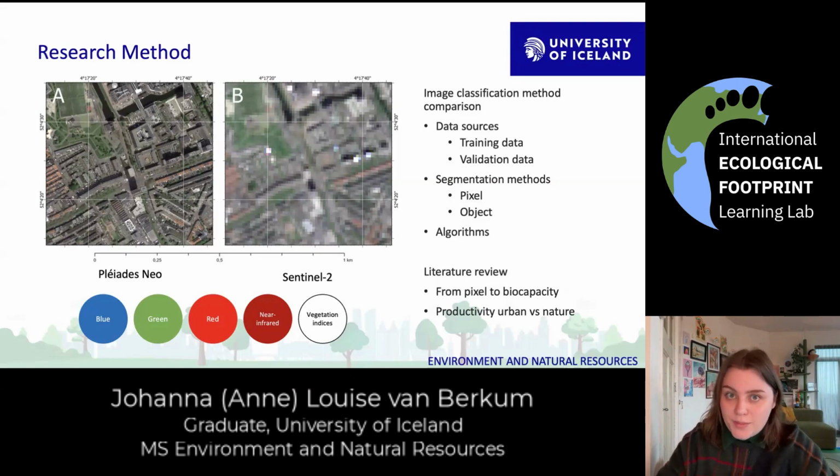And then I had algorithms. There were 3 algorithms tested for each segmentation method for each data source. So in total, there were 12 final results.